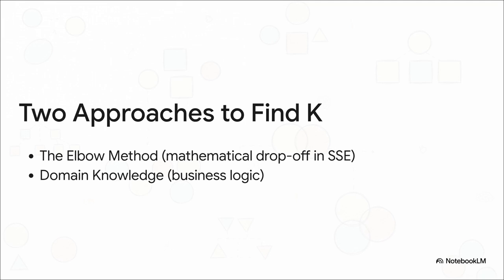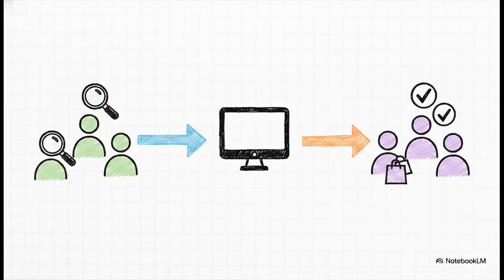The second approach is much more human. We call it domain knowledge. This simply means using practical business logic to guide the machine. Let me give you a concrete example of domain knowledge in action. Imagine an IT provider analyzing their website traffic. A data scientist might confidently set k to 2 right out of the gate. Why? Because basic business logic tells us there's a huge difference in spending behavior between new and returning visitors.